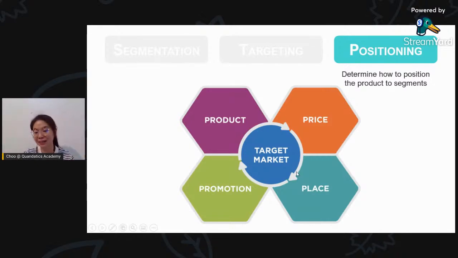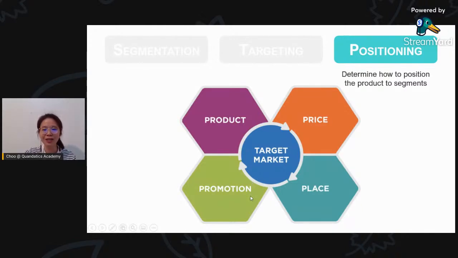Where are you going to sell? Nowadays, the place here can refer to either a physical place or an online place, correct? So it's very different when it comes to online. Later we are going to discuss a little bit about the online, okay? And the fourth one is actually the promotion.